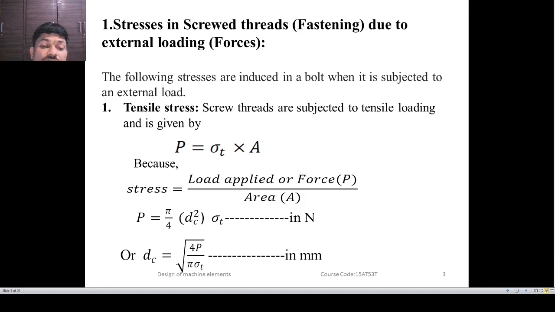While coming to the design section, we more frequently use this equation, that is P is equal to pi by 4 dc square into sigma t. So we have to remember this equation.